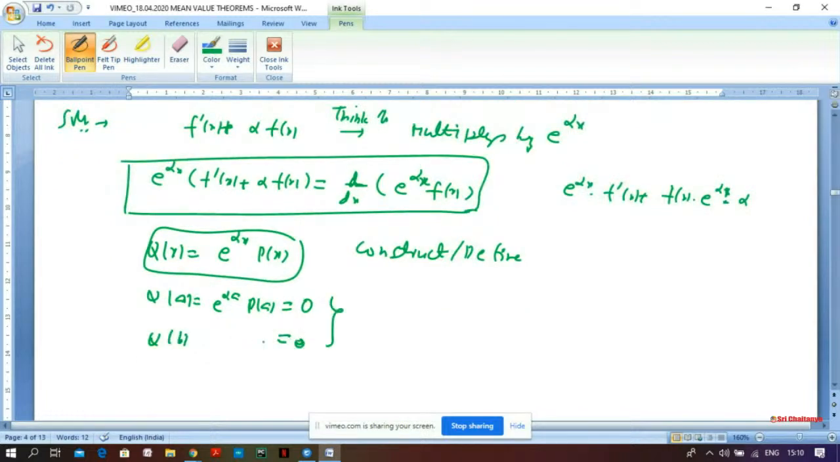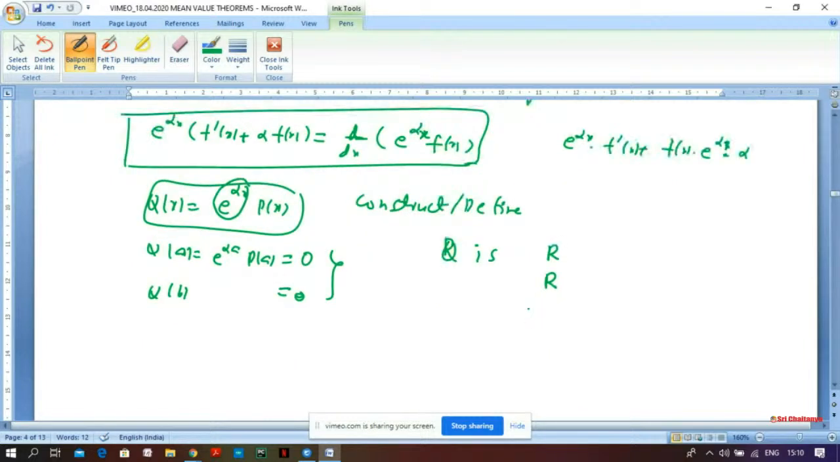So q a equals q b, both 0. Because p is differentiable and e to the power alpha x is differentiable, the product is differentiable. So your function q is differentiable on the whole of R, and of course then continuous on the whole of R. So Rolle's theorem applies. Means now you have got a function q which is continuous on R and differentiable on R, and q a equals q b equals 0. That is okay, bonus. I only wanted q a equals q b. It is 0 also. So in a way we can say a and b are roots of it.